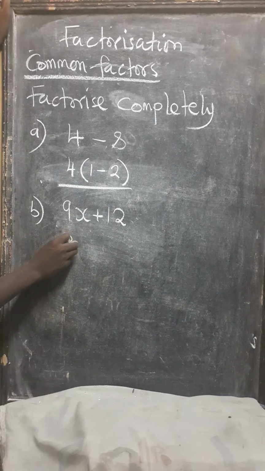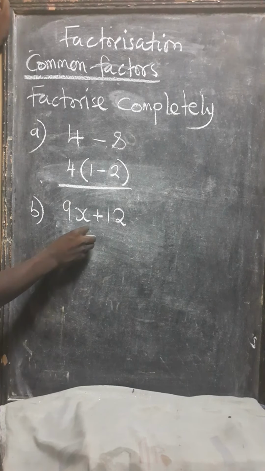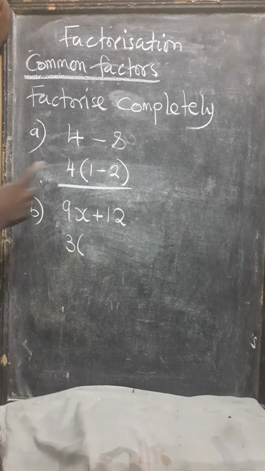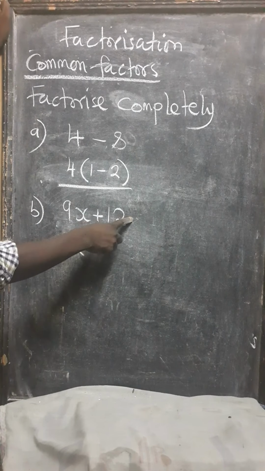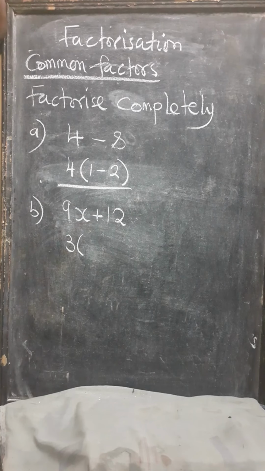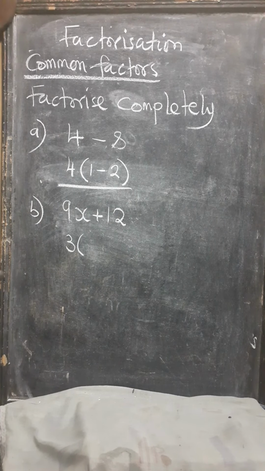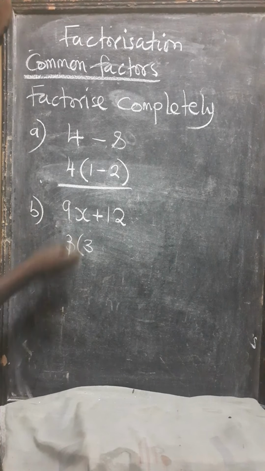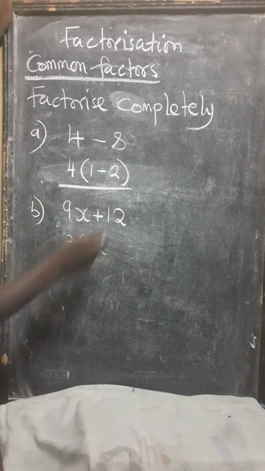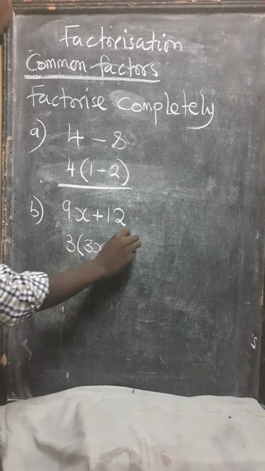So that 3 has to be removed out. Then we introduce the brackets. As you can see, for the letters, we do not have an x this side, so x is not common. So we are going to divide this 9 by 3. We get 3. Then we maintain our x plus 12 divided by 3, we get 4.